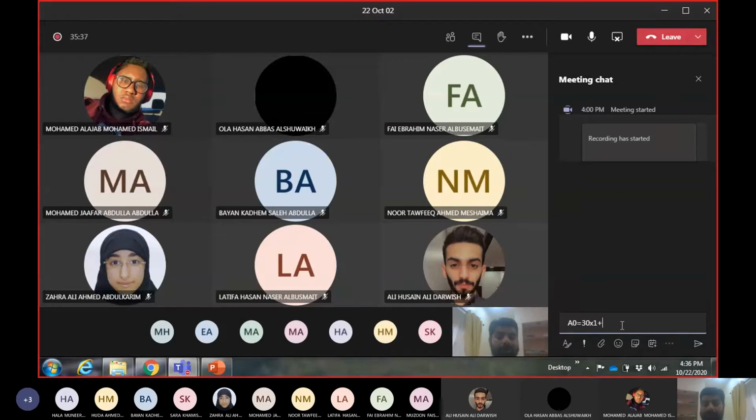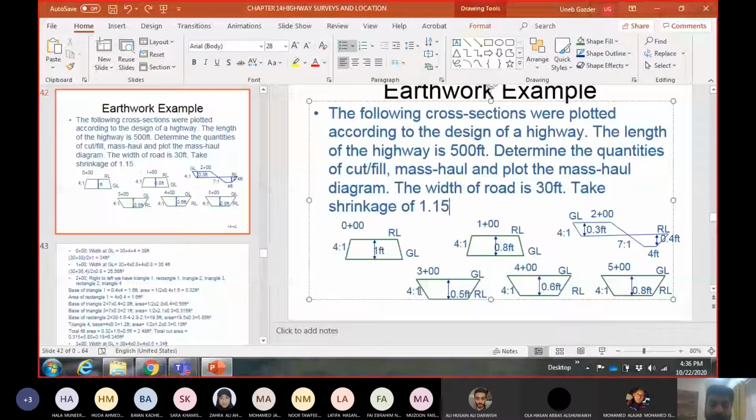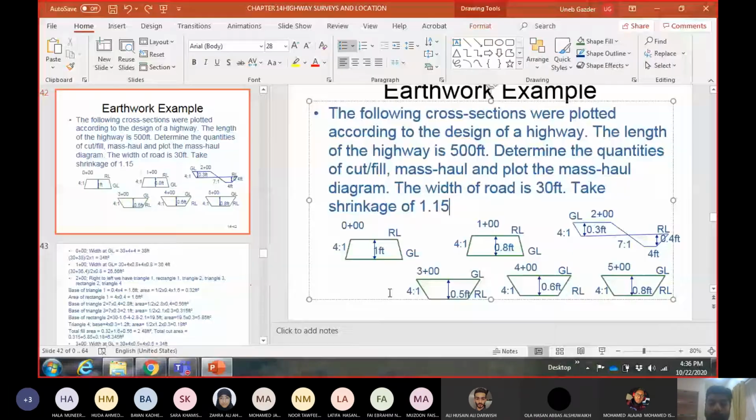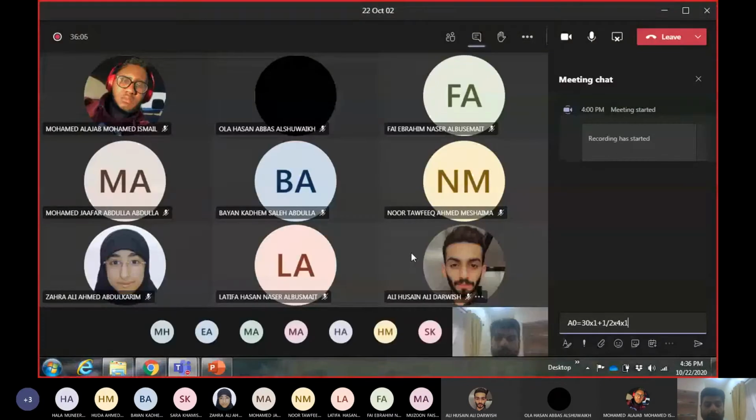For the triangle, I will add the area of the triangle, so half of base into height. How much is the base for this triangle? For every 1 feet height, 4 feet base, and the height is exactly 1 feet, so the base will exactly be 4 feet. So the base is 4 multiplied by height, which is 1. And I have two triangles, one on this side, one on the other side, so this whole thing into 2. How much is the area at station 0?